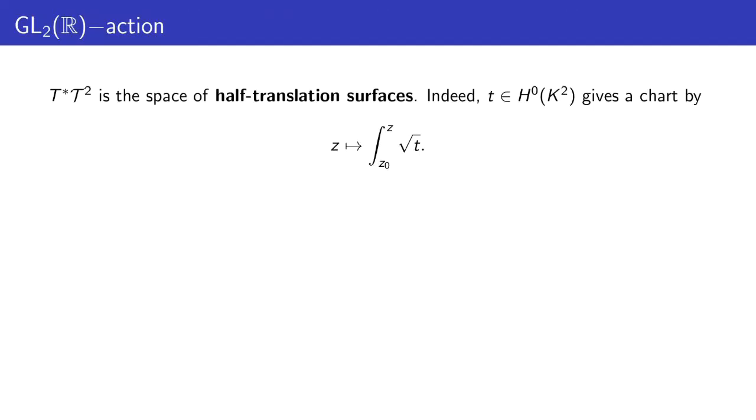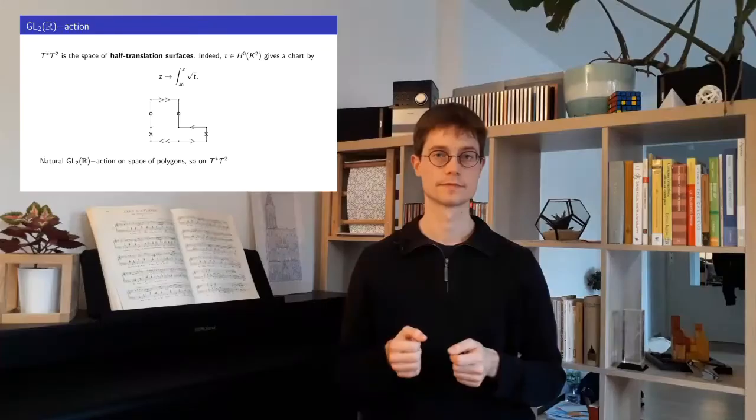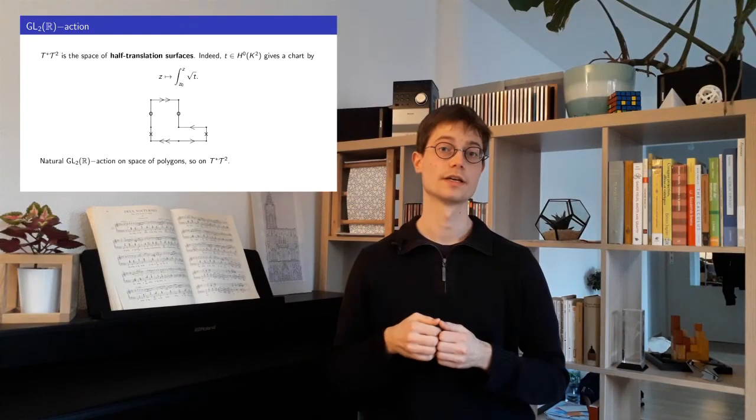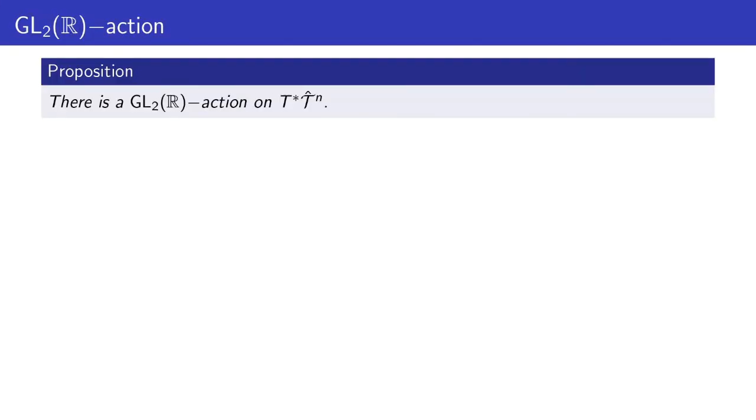You can go the other way around, constructing a half translation surface from a polygon where you identify several parallel sides together, either by identity or minus the identity, and on the space of such polygons there is a natural action of GL_2 of R. This action is studied a lot in the context of billiards. It turns out that for any n, there is an action of GL_2(R) on the cotangent bundle of our moduli space. This action goes as follows.